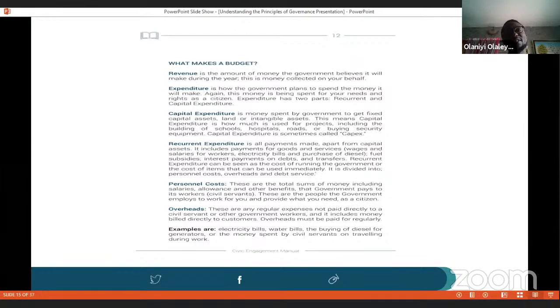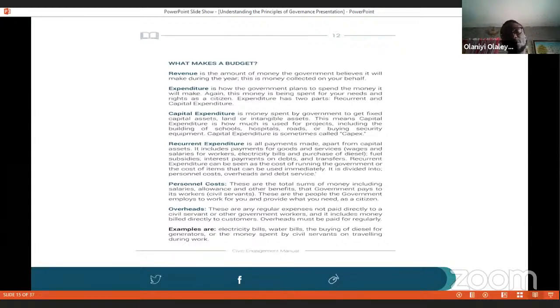How do they want to spend this money? If you don't ask them questions on how they want to spend it, that is where we have corruption. That is where we have mismanagement of funds. Because an average citizen just goes to work, comes back home, and has forgotten everything that concerns government.